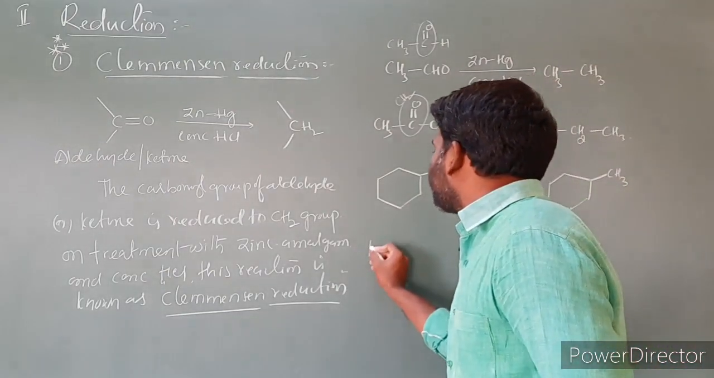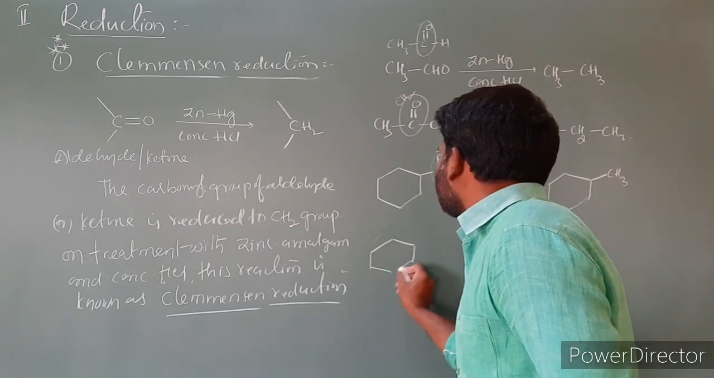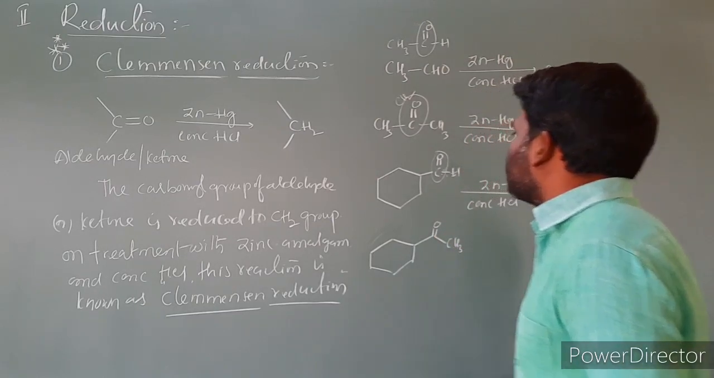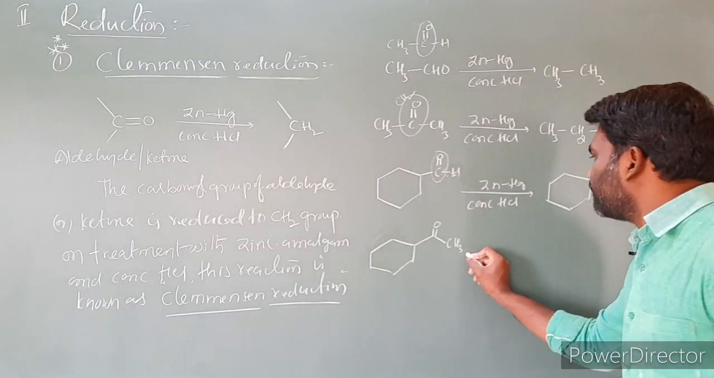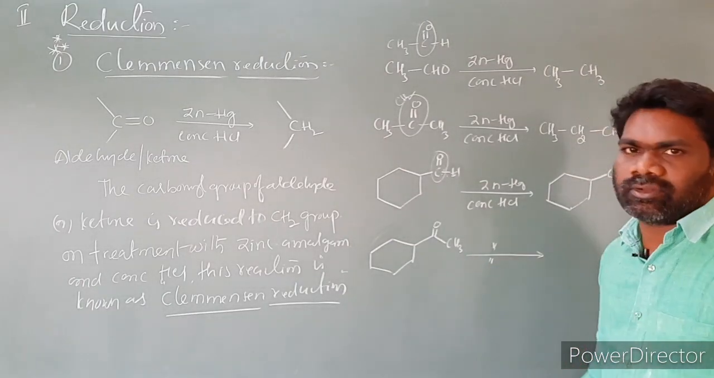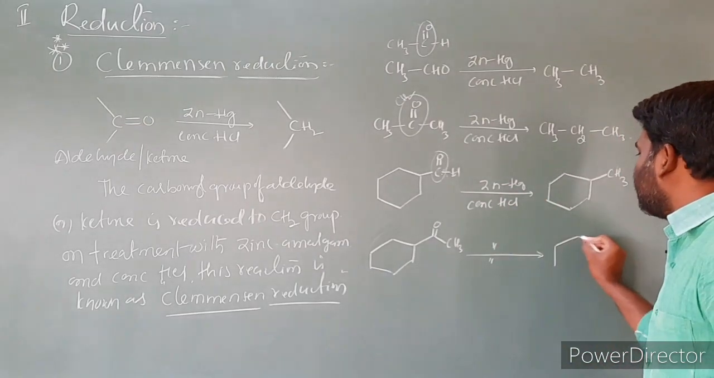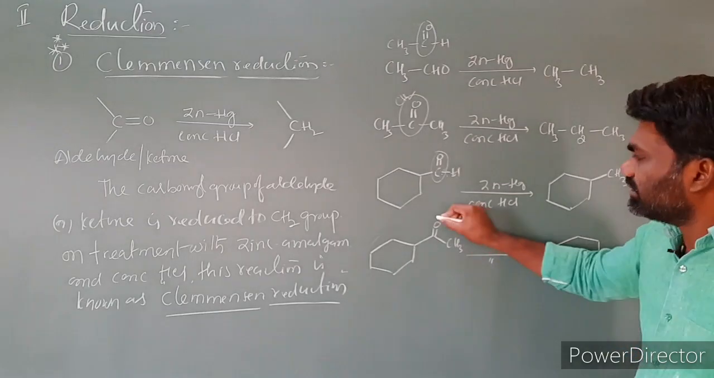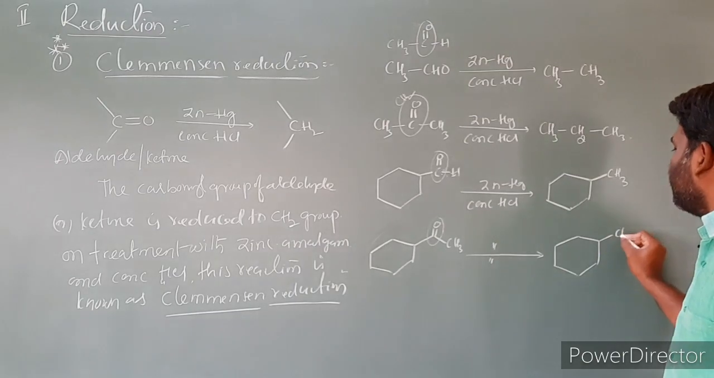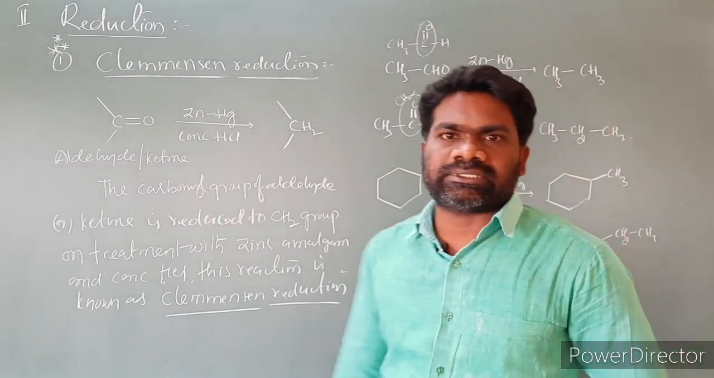I am taking one more reaction now. Here there is a C double bond O CH3 group. So this is the reactant. This one I am treating with the same reagent, ZnHg and concentrated hydrochloric acid. Then what product can we expect in this case? This C double bond O group converts into a CH2 group. Then the product is CH2CH3.